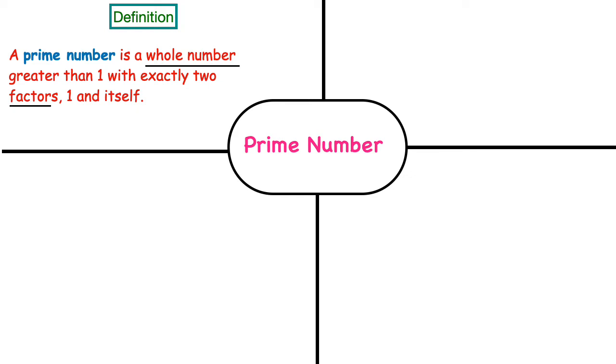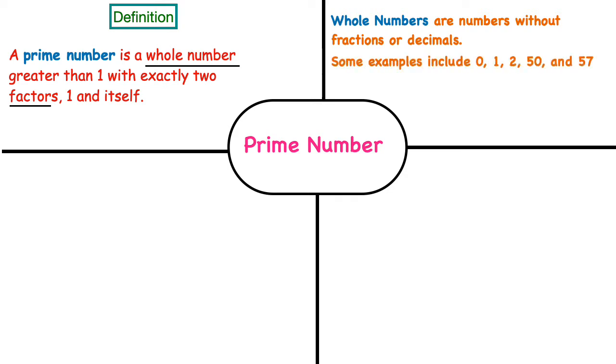Before I continue investigating prime numbers, let's take a quick review of what a whole number is and what factors are. Whole numbers are numbers without fractions or decimals attached to them. Some examples include 0, 1, 2, 50, and 57. But if I took the number 1 and put a fraction next to it, 1/2, now I have a mixed number. So 1 1/2 is not considered a whole number, but the number 1 is.